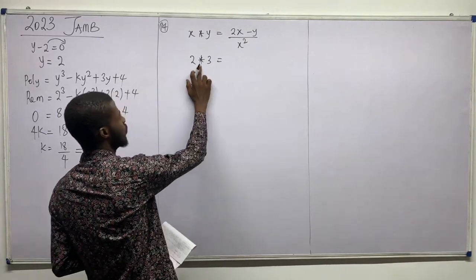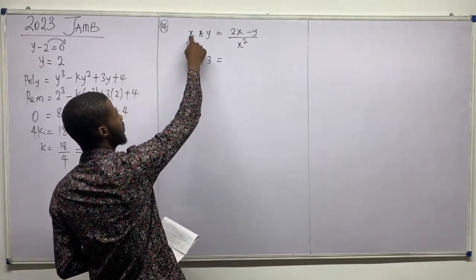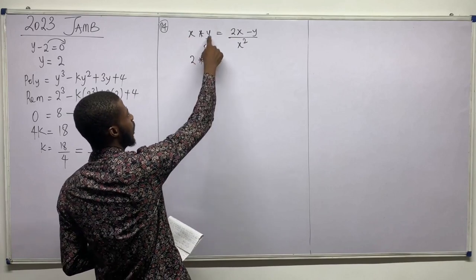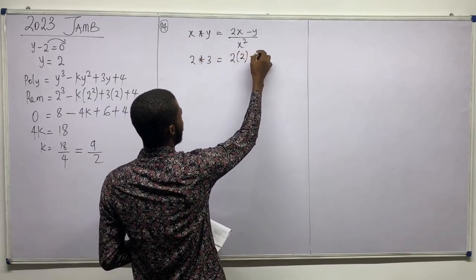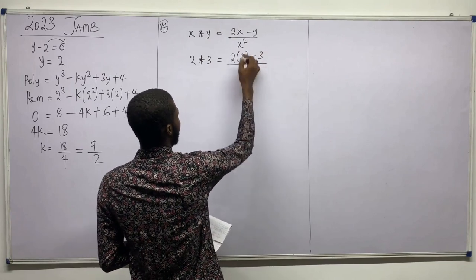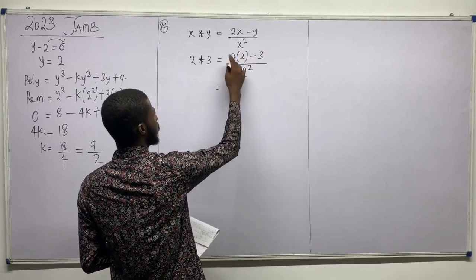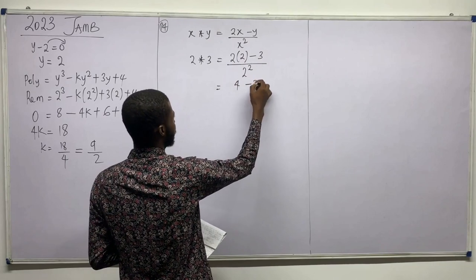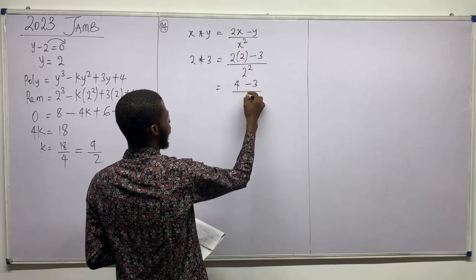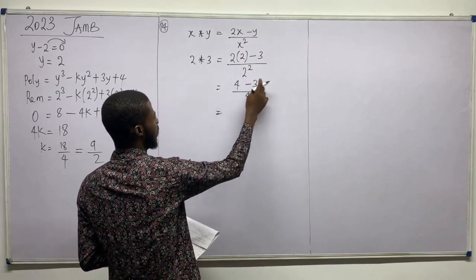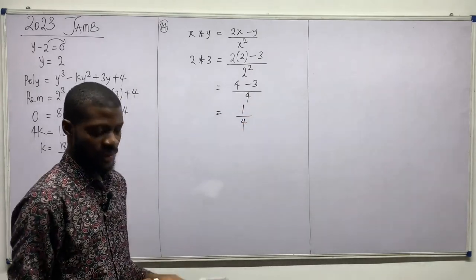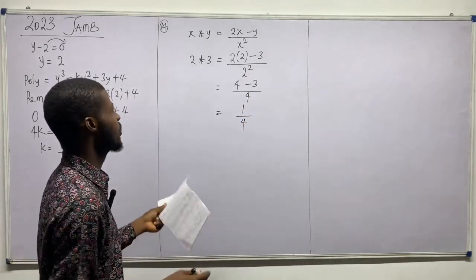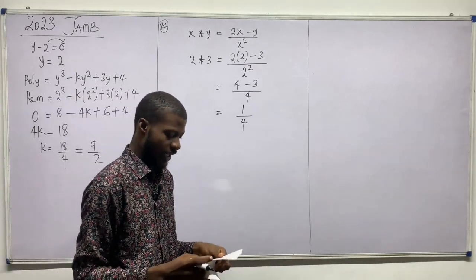I was asked to find 2 operation 3. Anywhere you see x, call it 2. Anywhere you see y, it becomes 3. So this is 2 times 2 minus 3, divided by what? 2 squared. What's 2 times 2? That's 4, minus 3, divided by what's 2 squared? 4. 4 take away 3 is what? 1 over what? 4. So that will become the answer for that very question. So, a straightforward question from binary operation.